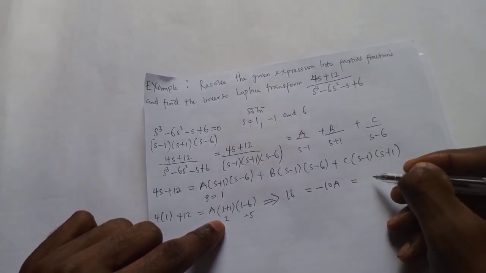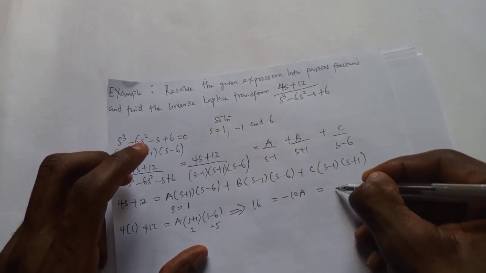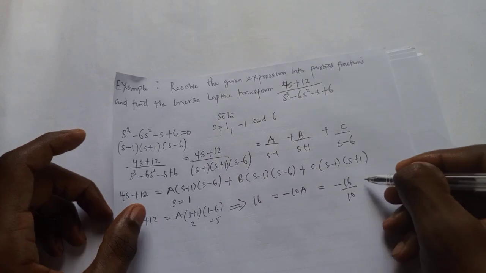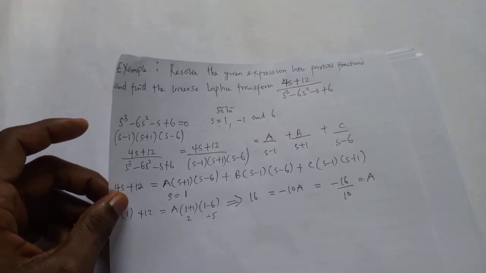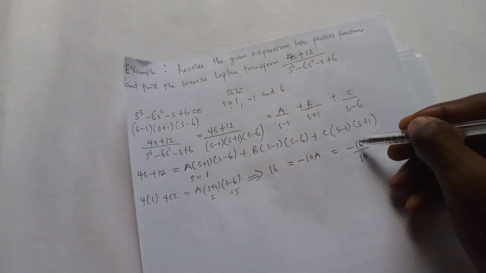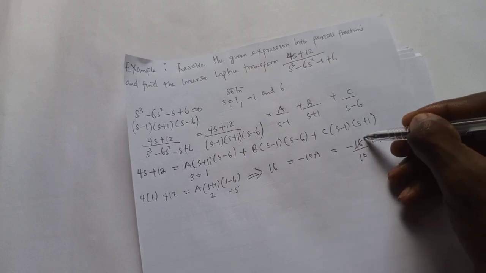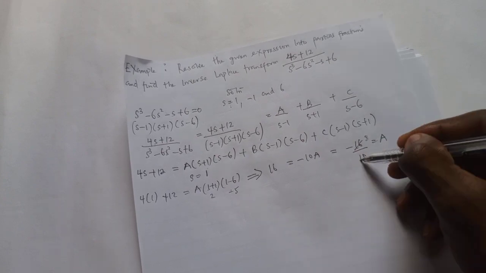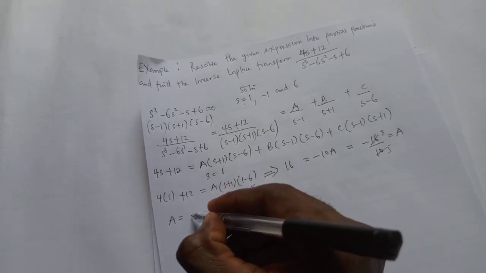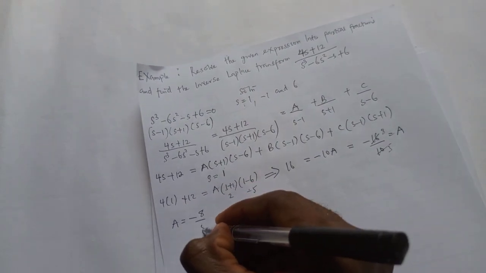So this is equal to minus 16 over 10. That will be the value of our a. Our a is minus 16 over 10. And minus 16 over 10 is equal to, 2 here we have 8, and 2 here we have 5. Okay, so a is equal to minus 8 over 5.